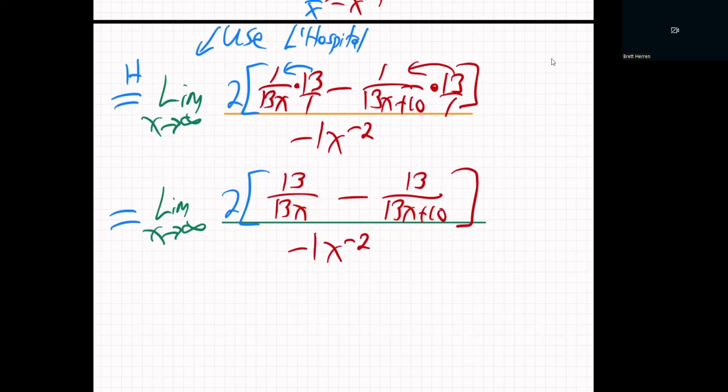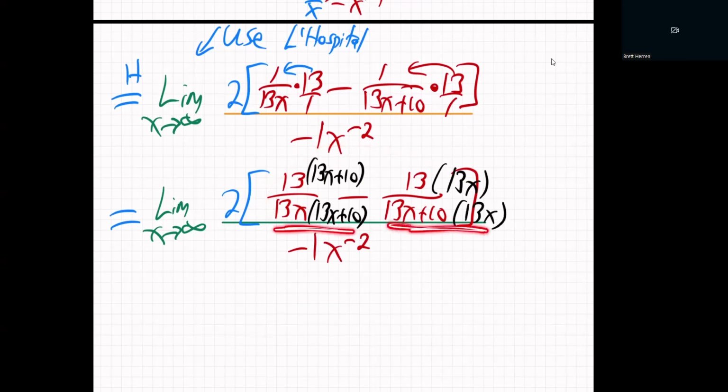It's not going to go anywhere. What you got to do is combine these with a common denominator. So I'm going to multiply the top and bottom of this one by 13x plus 10, and the top and bottom of this one by 13x. Do you see what I'm doing? I'm making the two denominators the same.